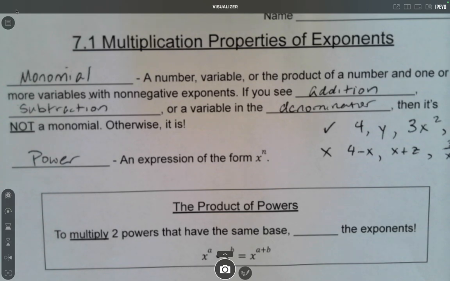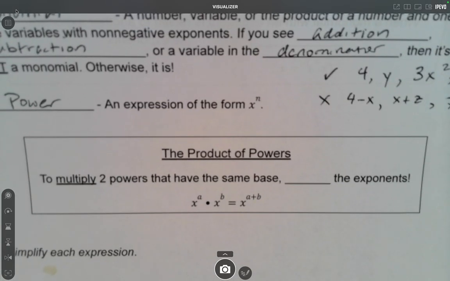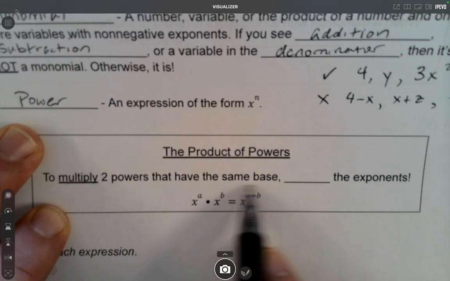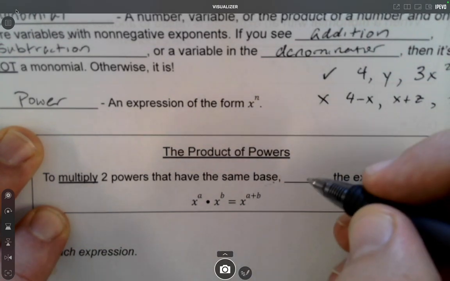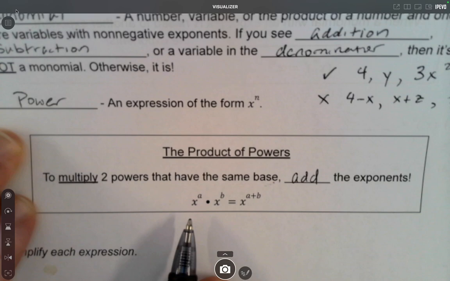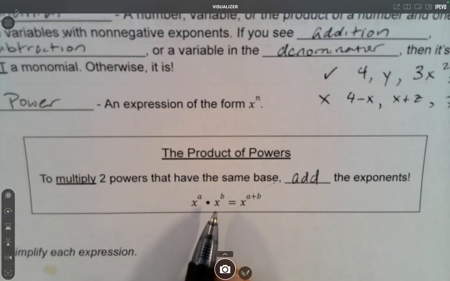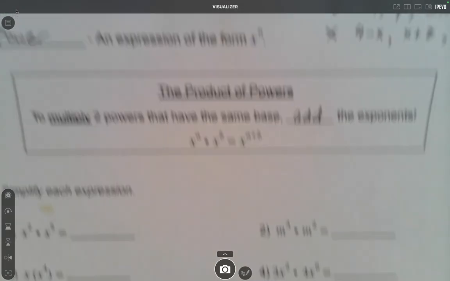So our rule we're going to start with is the product of powers. So what happens when we're multiplying x squared times x cubed, or y to the 5th times y to the 7th? So to multiply two powers that have the same base, you simply add the exponents. So if they have the same base and they're being multiplied together, it's that easy. You just add the exponents together.